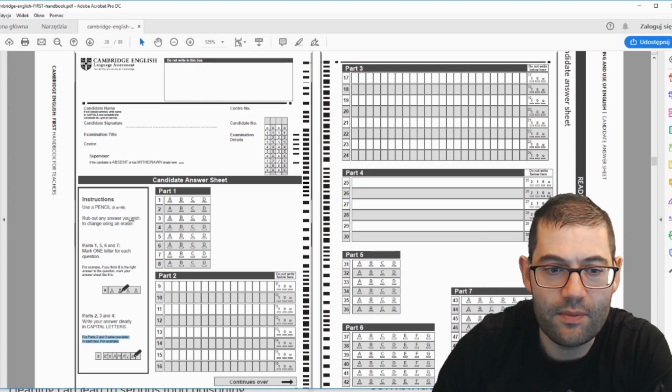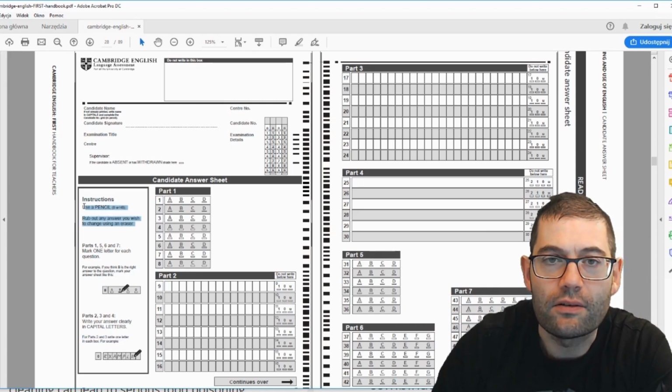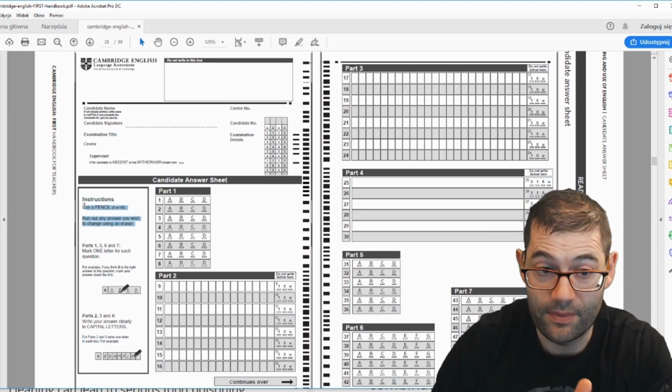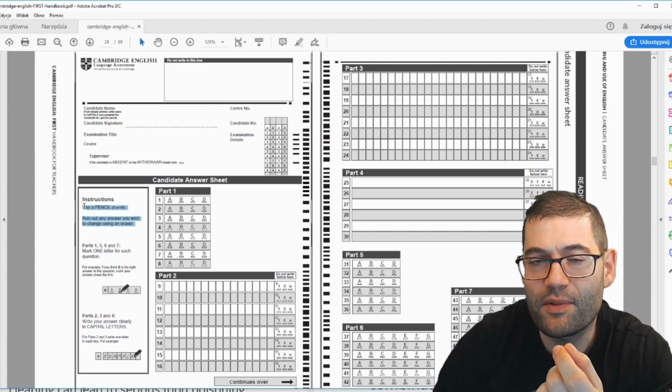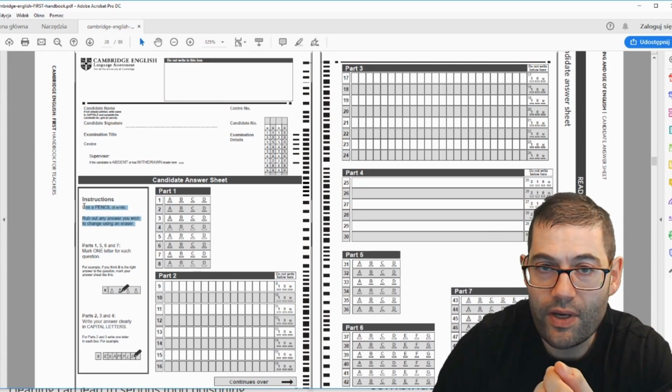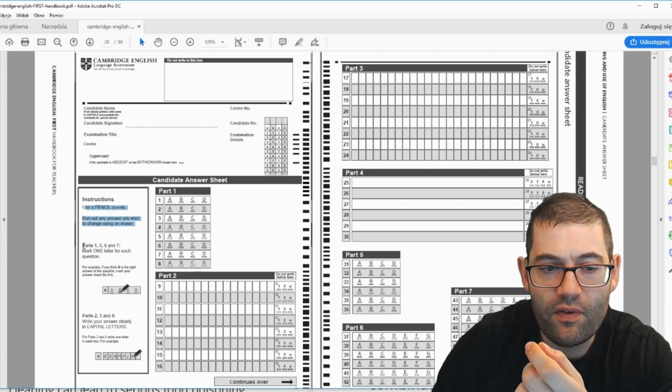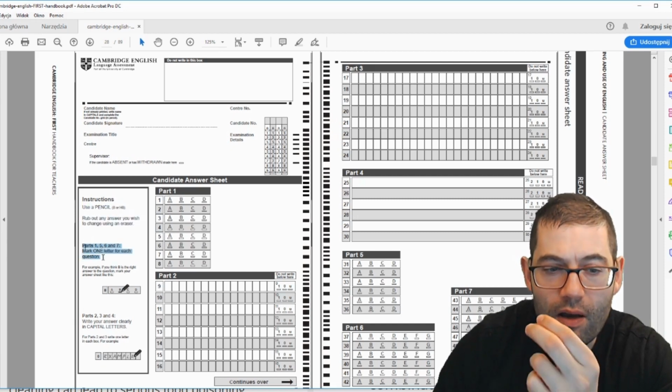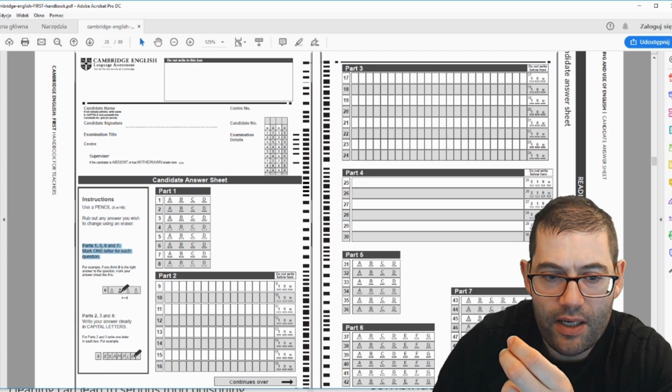So first of all, let's have a look at some of these instructions. Use a pencil, not a pen. Use a pencil, and then you can rub out any mistakes that you make with an eraser or a rubber. Specific instructions for 1, 5 and 6. Mark one letter for each question, and it shows you how.